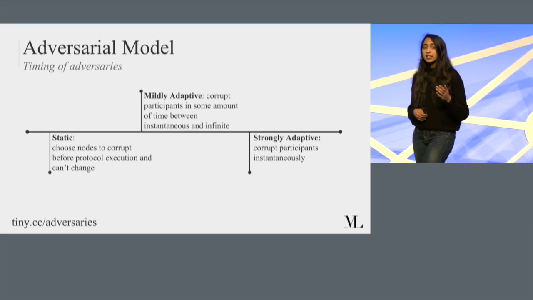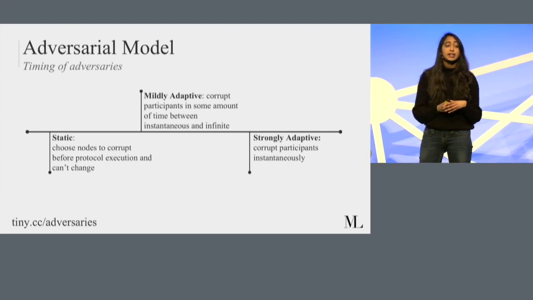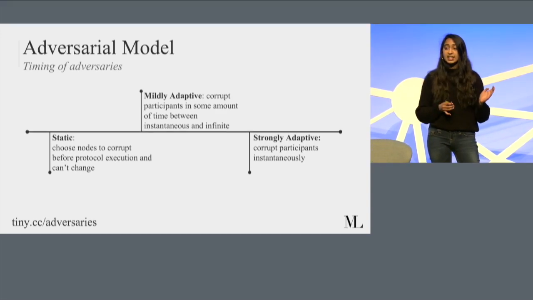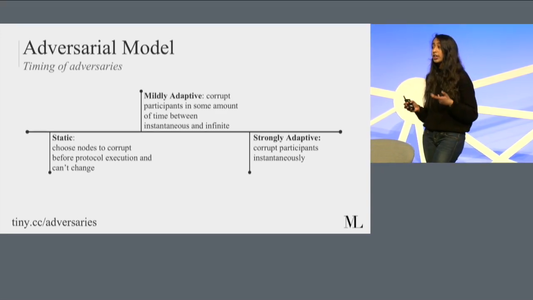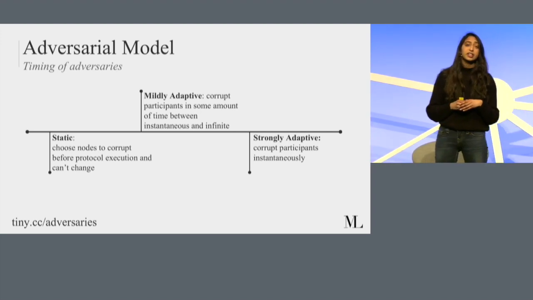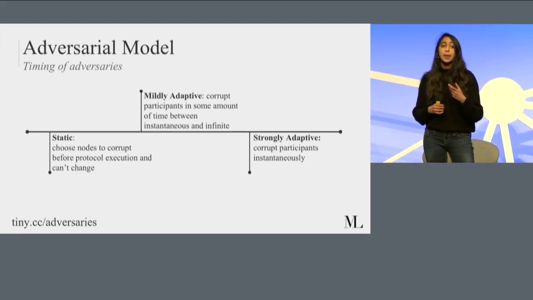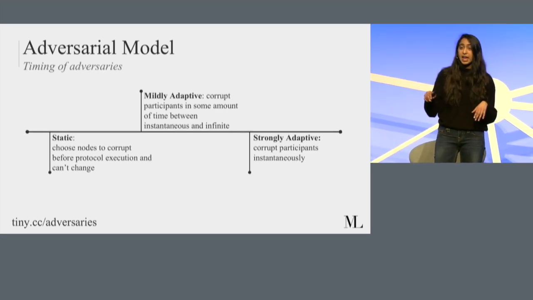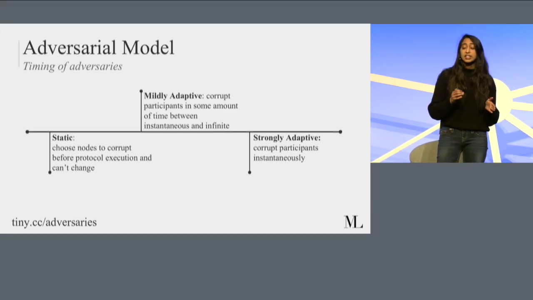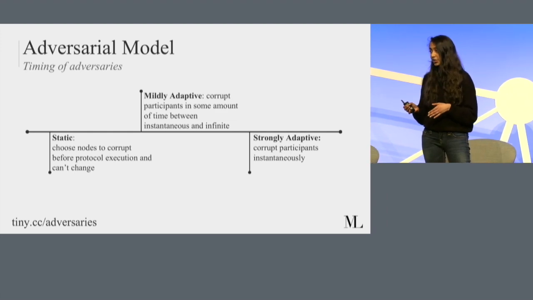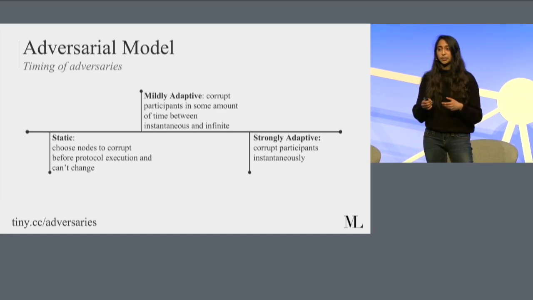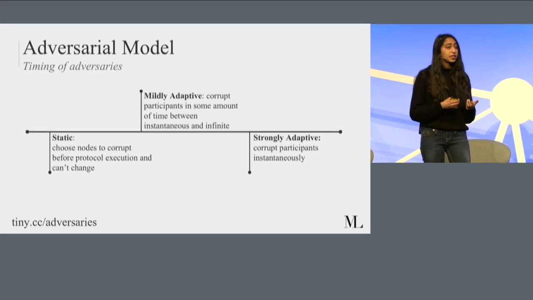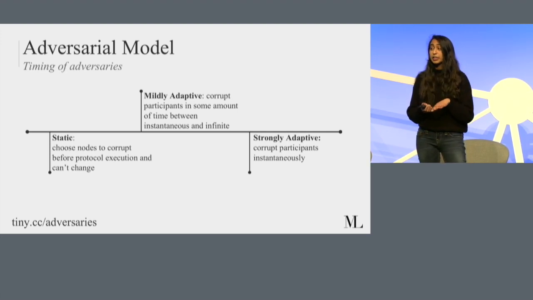But then we have mildly adaptive adversaries, who can corrupt participants in some time between instantaneous and infinite. And then the strongest case, where we have these strongly adaptive adversaries who can corrupt participants instantaneously. So again, we have this spectrum. And depending on the types of people you have as validators in your network, you want to be able to tolerate different types of adversaries. So if you have a situation where you have a really untrustworthy validator set, then you want to make sure your protocol handles these strongly adaptive adversaries.